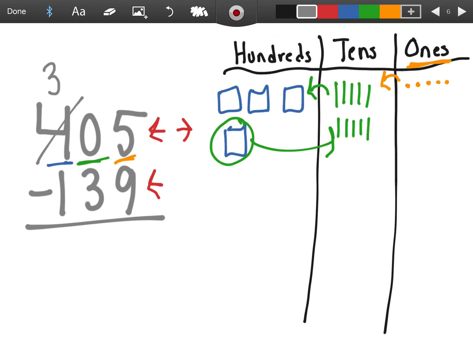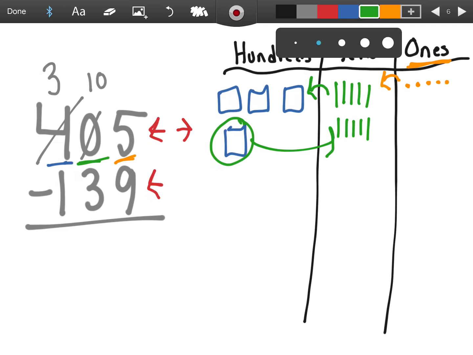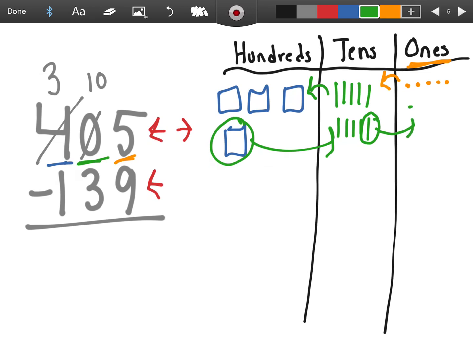The hundreds place becomes a 3. The tens place becomes 10. And now we can go back to the ones place and try and regroup again. So we're going to call up the tens, move 10 on over. 1, 2, 3, 4, 5, 6, 7, 8, 9, 10.